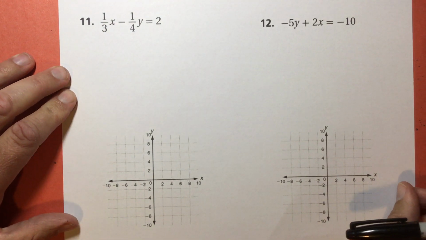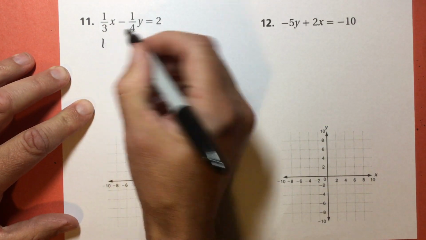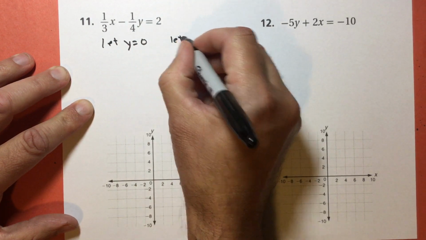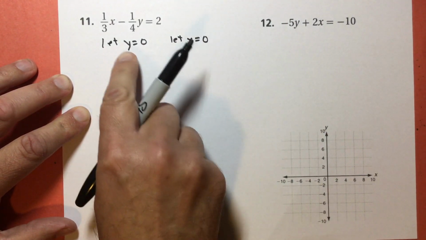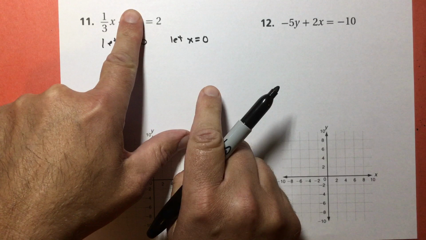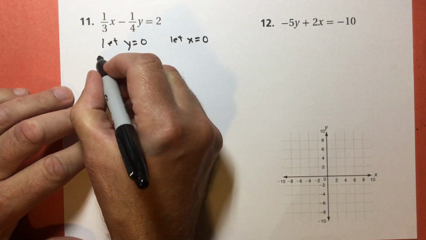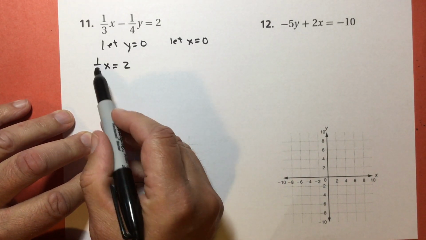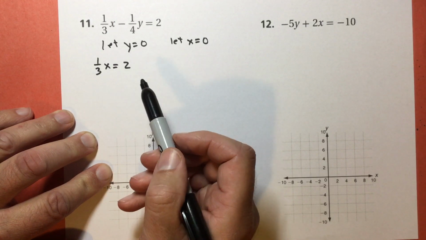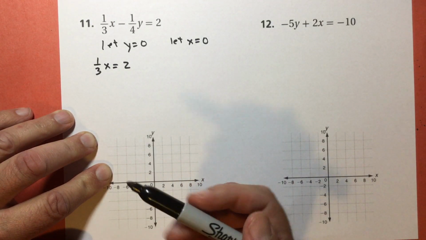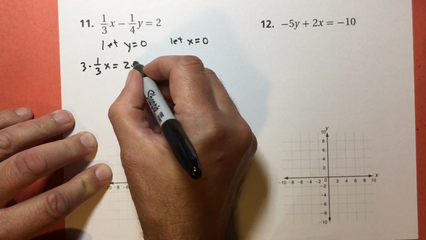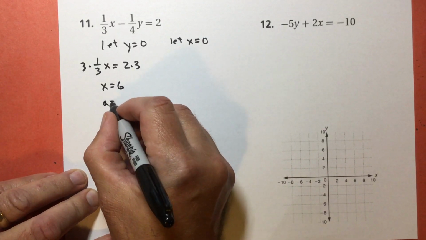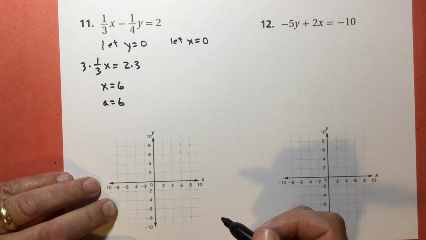Don't panic about the fractions. The process is the same. This is already in standard form, so I'm good to go. I'm going to let y equal 0, and I'm going to let x equal 0. When I let y equal 0, this is going to go away, and I'm going to get 1/3 x equals 2. The opposite of multiplying by a fraction is to divide by a fraction, but dividing by a fraction means multiply by the reciprocal. So I get x equals 2 times 3, which is 6. So my x-intercept is 6.